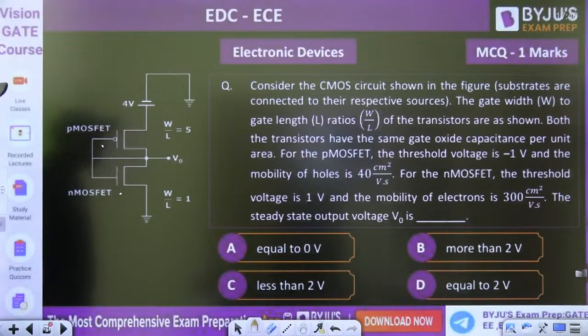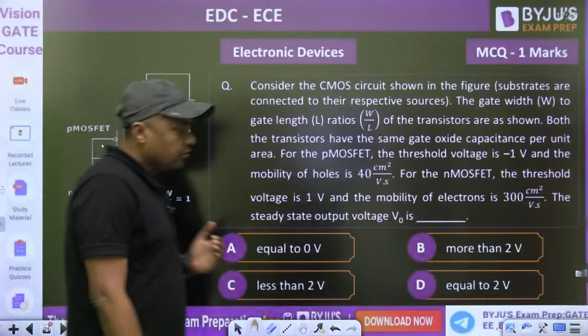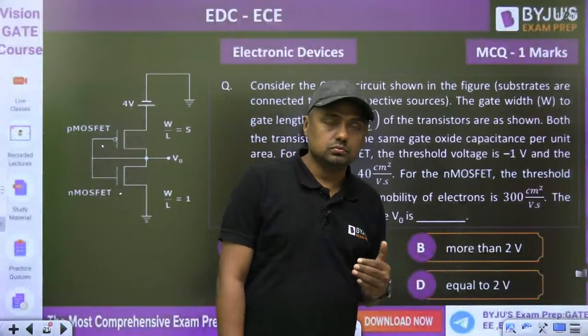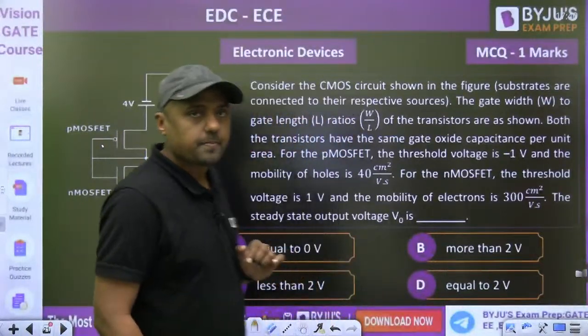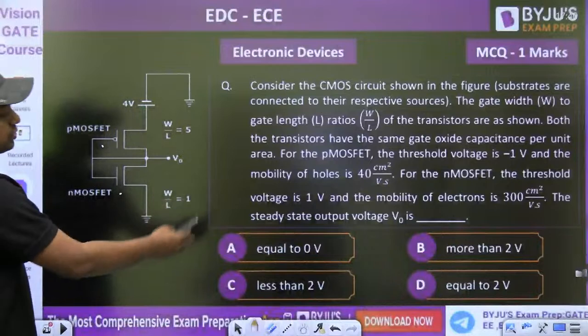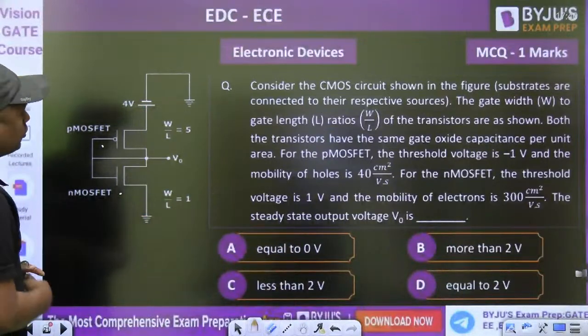For the PMOSFET, the threshold voltage is -1 volt. Yes, we have the negative threshold voltage. Mobility of the hole is 40. For the NMOSFET, the threshold voltage is 1 and the mobility of electron is 300. Always remember, mobility of electron is greater than mobility of holes. The steady state output voltage, we have to find the V0. We have to find the V0 in this particular question. Okay. Options given are 0, more than 2, less than 2, equal to 2.